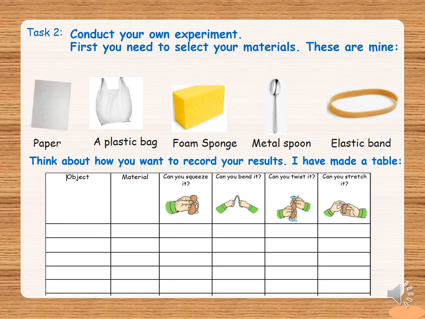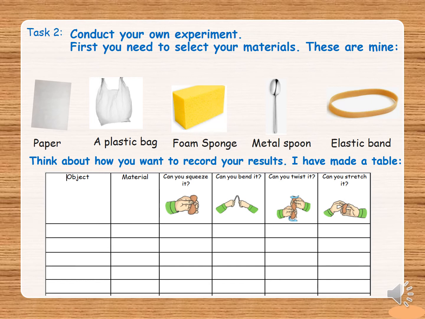On my table, in the first column, I'm going to write the objects. So I have paper, a bag, a sponge, a spoon, and a band. Then I'm going to write the materials. The paper is made out of paper, the bag is made out of plastic, the sponge is made out of foam, the spoon is made out of metal, and the band is made out of elastic. Then I'm going to test whether I can squeeze the objects. If I can squeeze it easily, I'm going to do a tick. If I can't squeeze it easily, then I'm going to do a cross. But equally, I could write yes or no.